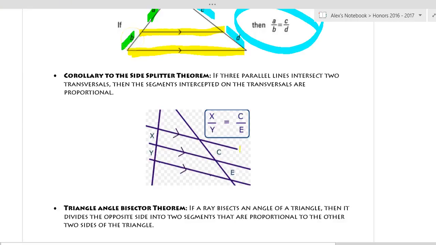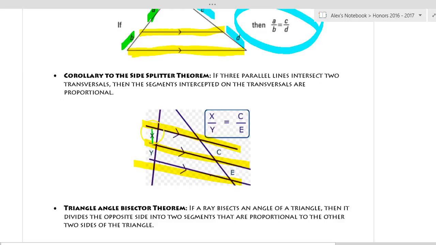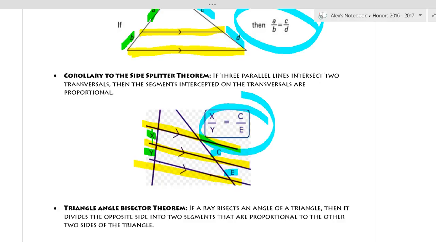Okay. So in the corollary, all three of these lines are parallel, and I don't care if it's a triangle or not. Okay. So it takes the triangle out of it and puts in another line. And then it's saying the same thing. I have a ratio here and a ratio here, and I can write this proportion. Okay? So anytime you see those parallel lines that are cutting things into proportional parts, you can set up that ratio and set up that proportion to solve.